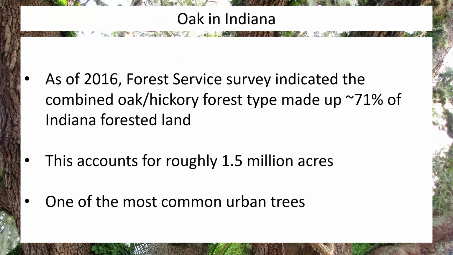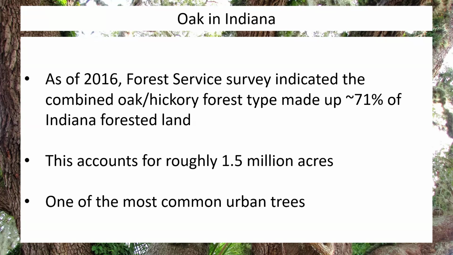Now, if we look at some of the historical information regarding oaks, from a Forest Service survey as of 2016, and granted that information is 8 years old, it indicated that the combined oak hickory forest type, we have several different forest types that the Forest Service will reference, oak hickory being one of the most common. This forest type made up approximately 71% of forested land.